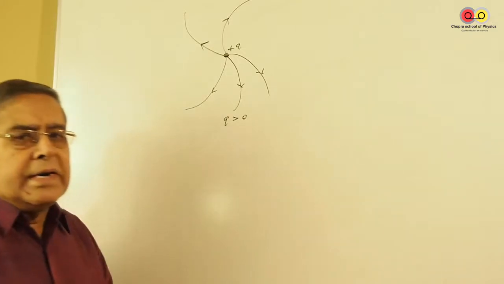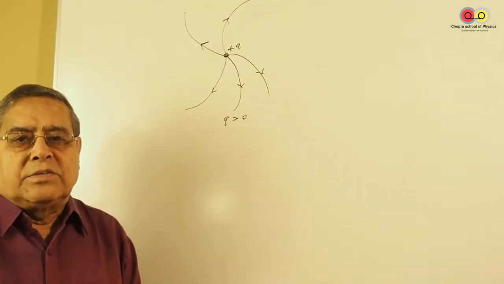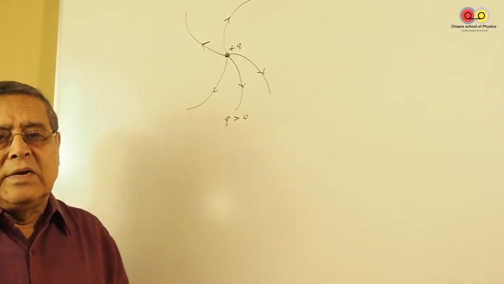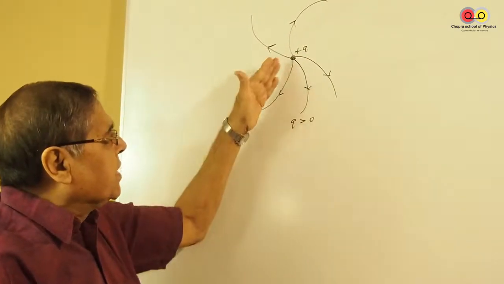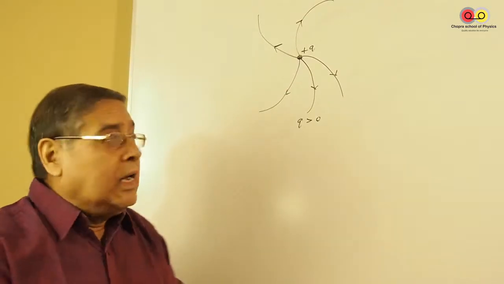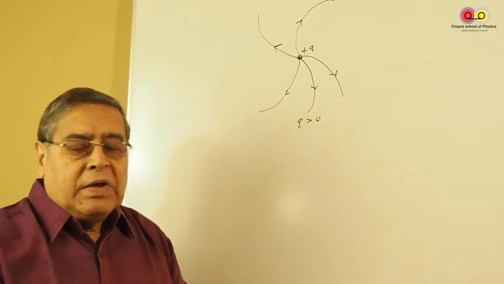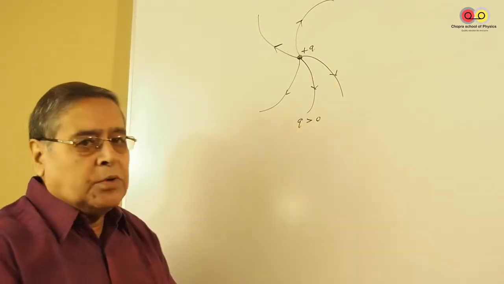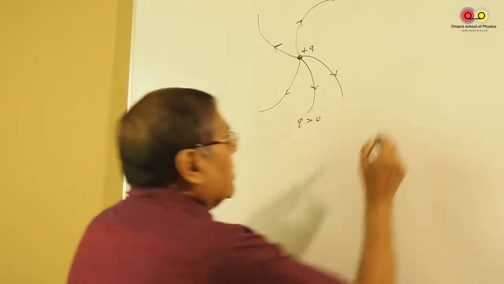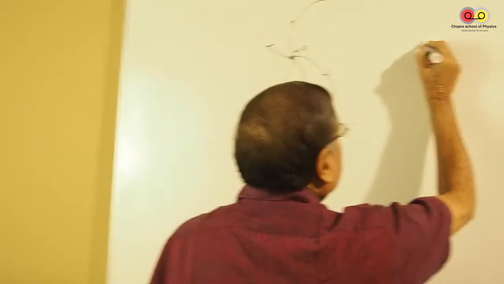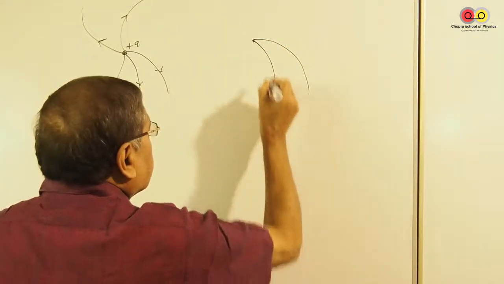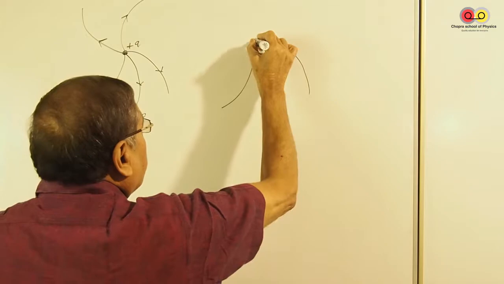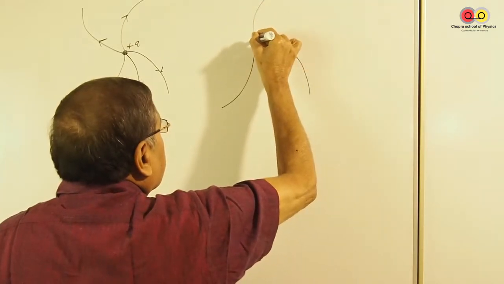So what is the main characterization of a charge? Emitting electrical lines of forces. If it is emitting lines of forces, it will be a positive charge. As it is shown in the figure, it is Q greater than 0. And if we draw like this, there is a point charge. We draw lines of forces like this. These are the pattern of the lines of forces.